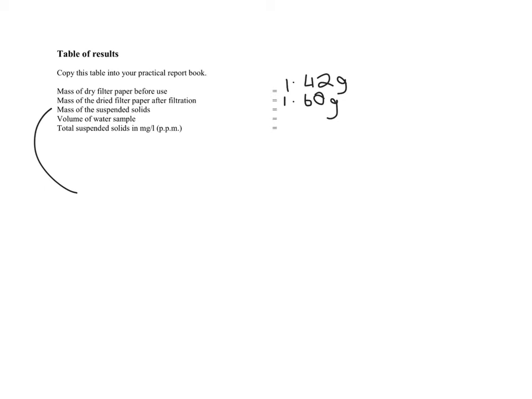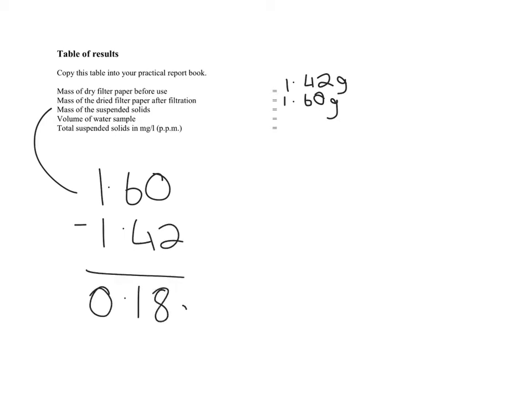So the mass of our dry filter paper was 1.42 grams, so that was what you weighed before the experiment. And after the experiment, it was 1.60 grams. So to figure out the mass of my suspended solids, I take those two figures away from each other. And if there's a difference, which there is in this instance, of 0.18 grams, those grams must be the things that were floating around in our water sample, our suspended solids. So our answer for the next one, well, we have it down here.